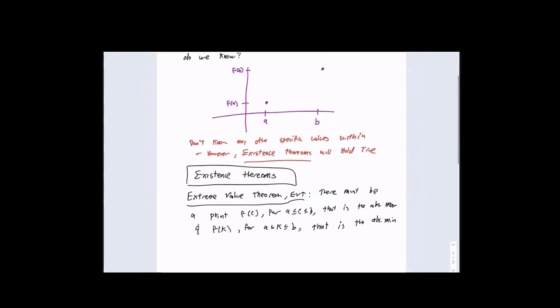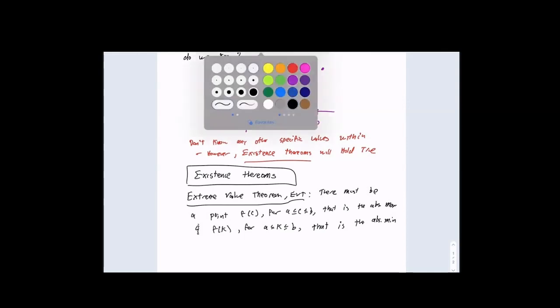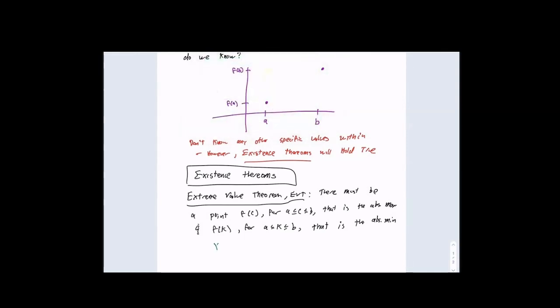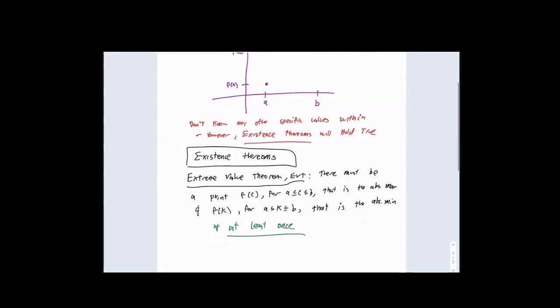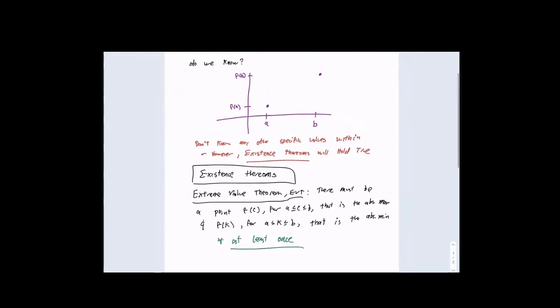So we know that there must be a point that is higher than any other point, and we know there's a point that is smaller than any other point as well, somewhere on this interval. At least once. So at least once there's an absolute maximum somewhere. At least once there's an absolute minimum somewhere. Okay.